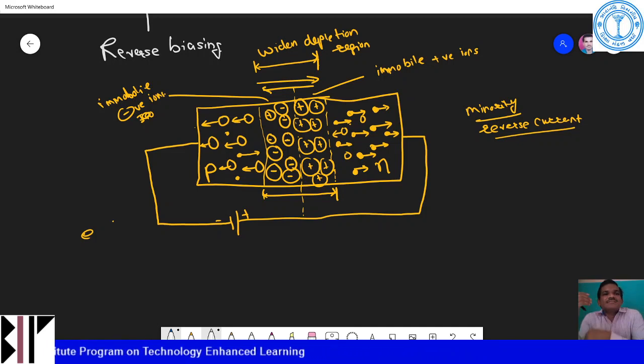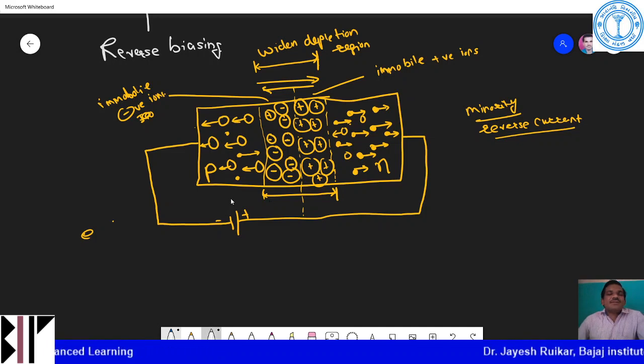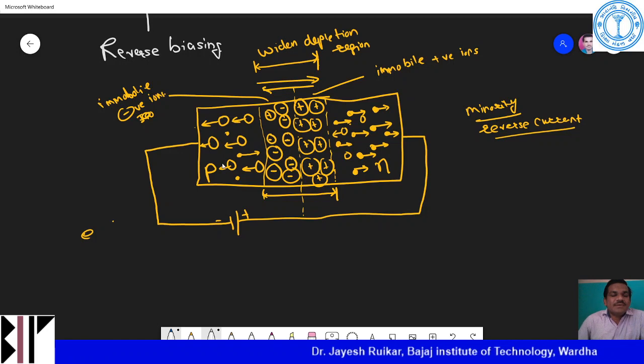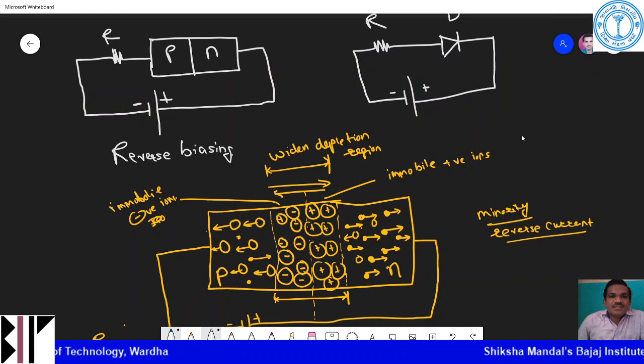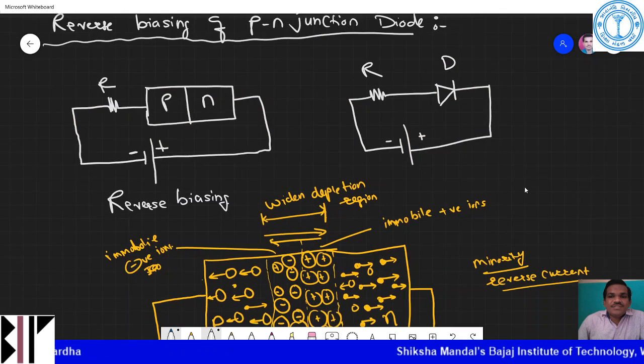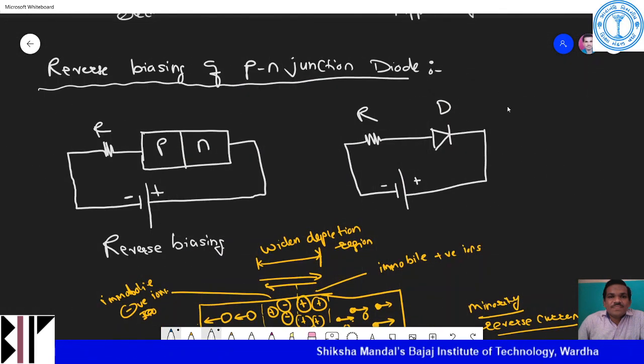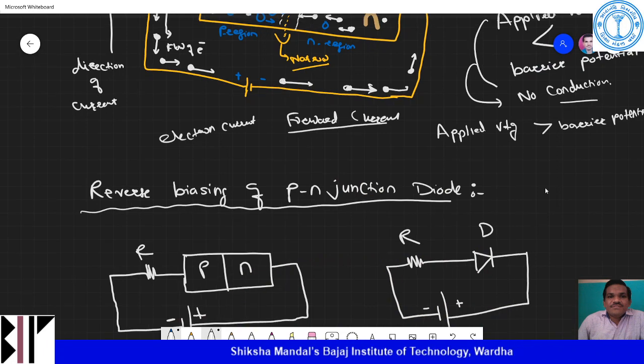Whereas in reverse biasing, as you can see in this diagram, the P type material is connected to the negative terminal of the battery and the N type material is connected to the positive terminal of the battery. So this is reverse biasing. In forward biasing, we have seen that there is a forward current, and in reverse biasing, we have seen that there is a reverse current.